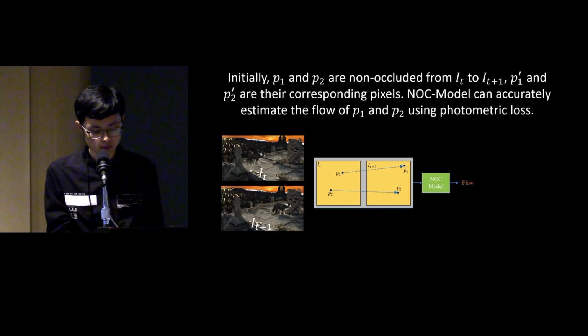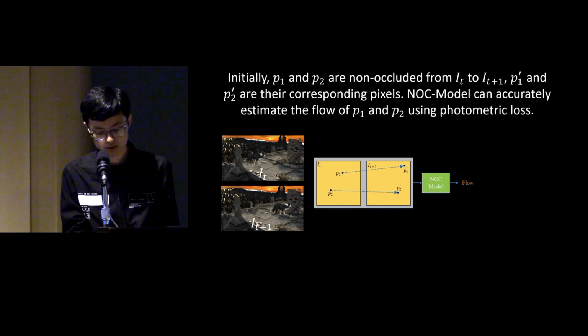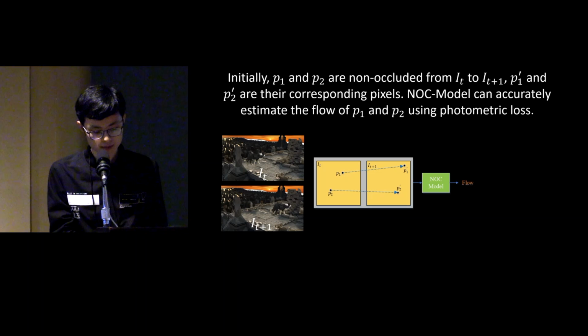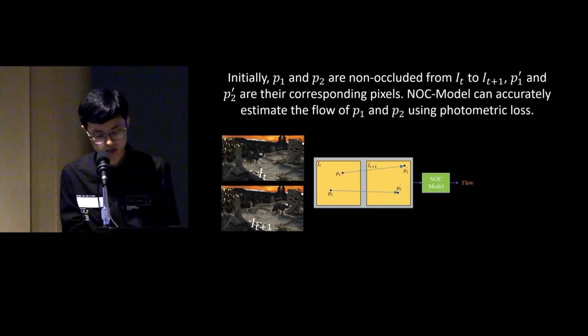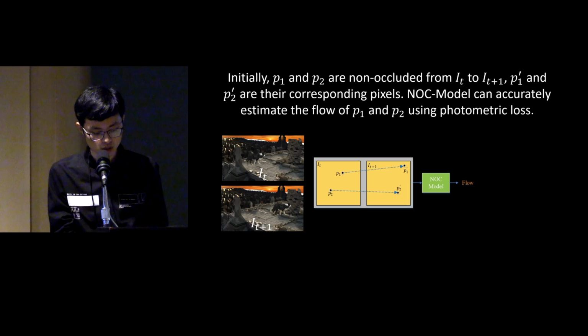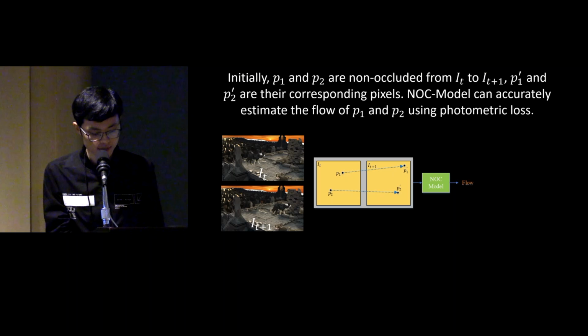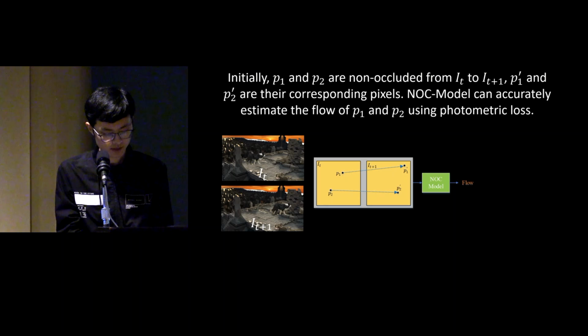Suppose that initially P1 is non-occluded from the first image to the second image, and P1 prime is its corresponding pixel. Because P1 is non-occluded, our NOC model can estimate it accurately using photometric loss. NOC model here means non-occluded model.